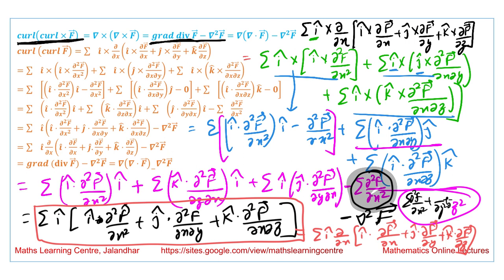Look at this term over here. This is the definition of divergence of f. So this term is the divergence of f, and we have over here i ∂/∂x, which means it is the gradient. So the answer we get is in this form: gradient of divergence of f vector minus del square f vector. So this is the proof of this result.